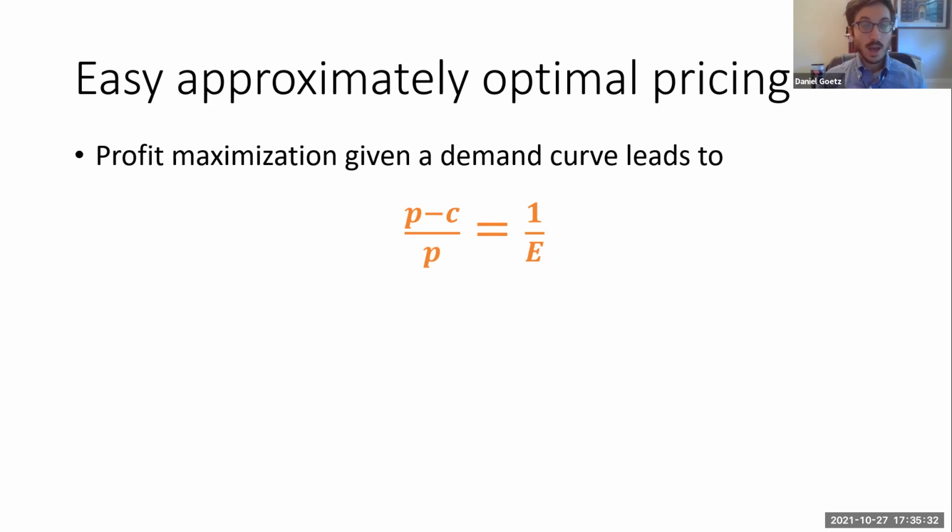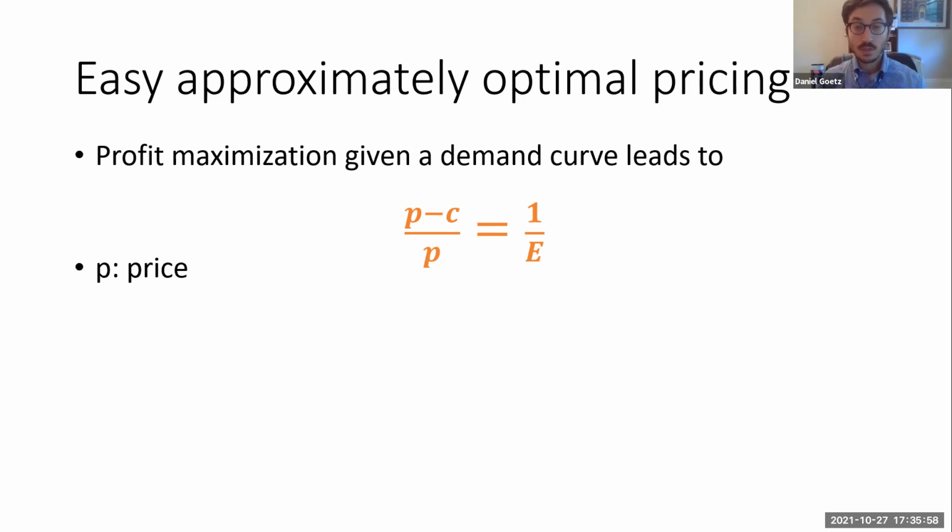We can do approximately optimal pricing with the following formula. If we have a demand curve and we're trying to maximize profit with respect to price P, and our marginal cost per unit is C dollars, then the formula that gives the optimal price is this one: (P - C) / P = 1 / E. And what is E? It's the price elasticity of demand.